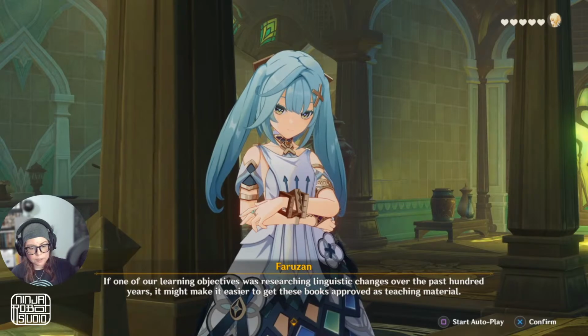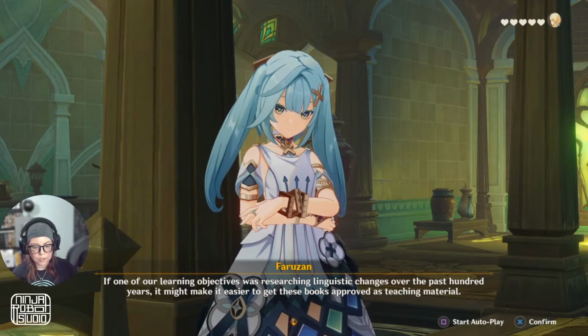If one of our learning objectives was researching linguistic changes over the past 100 years, it might make it easier to get these books approved as teaching material.